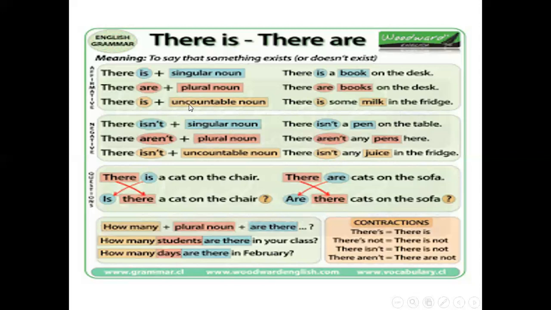Okay, so here we come to the third point. How can I form questions from there is and there are? With there is, I put is at the beginning of the sentence, then I put there, then I complete the sentence. Is there a cat on the chair? This is called what? A yes or no question. So you will answer with yes or no. Then there are cats on the sofa. Here I use are at the beginning in order to form yes or no questions. So I put there, then I complete the sentence. Do all of you understand this point? Okay, so we'll come to another point.